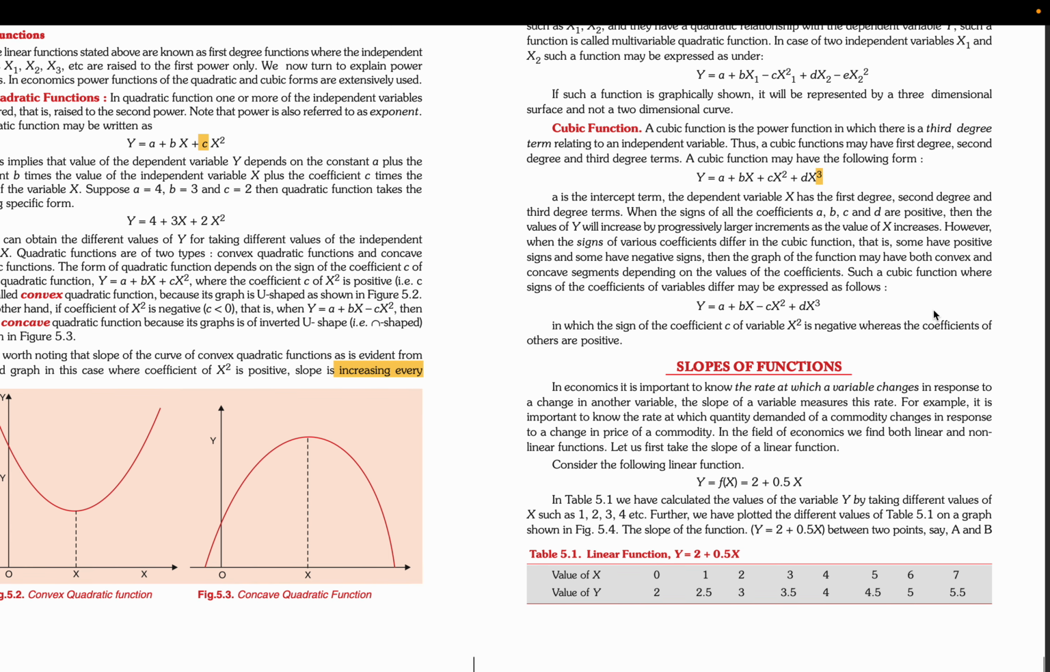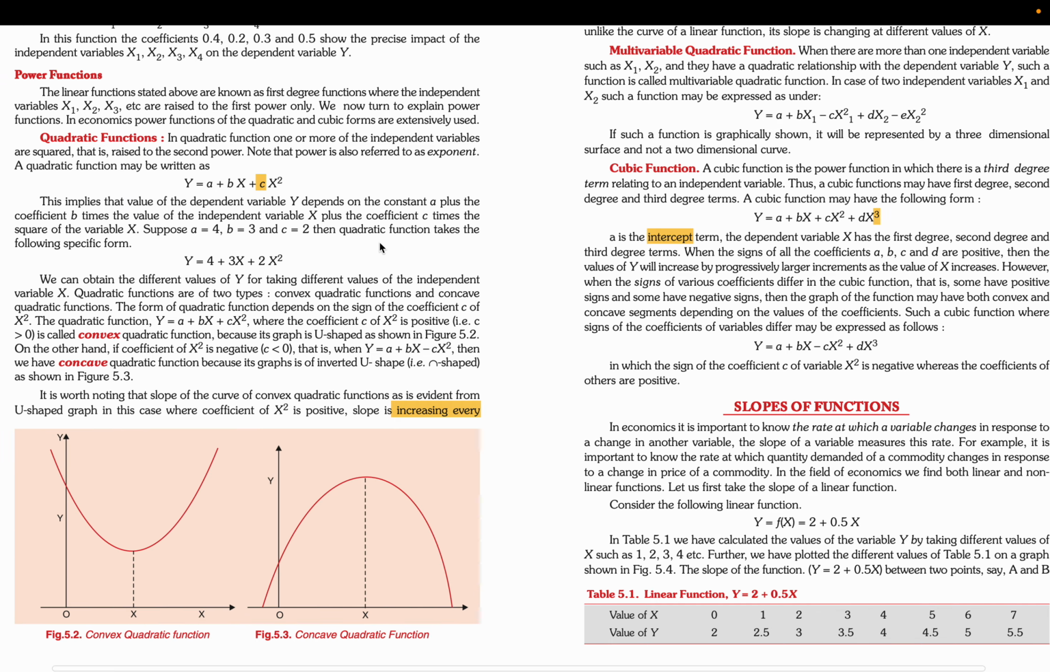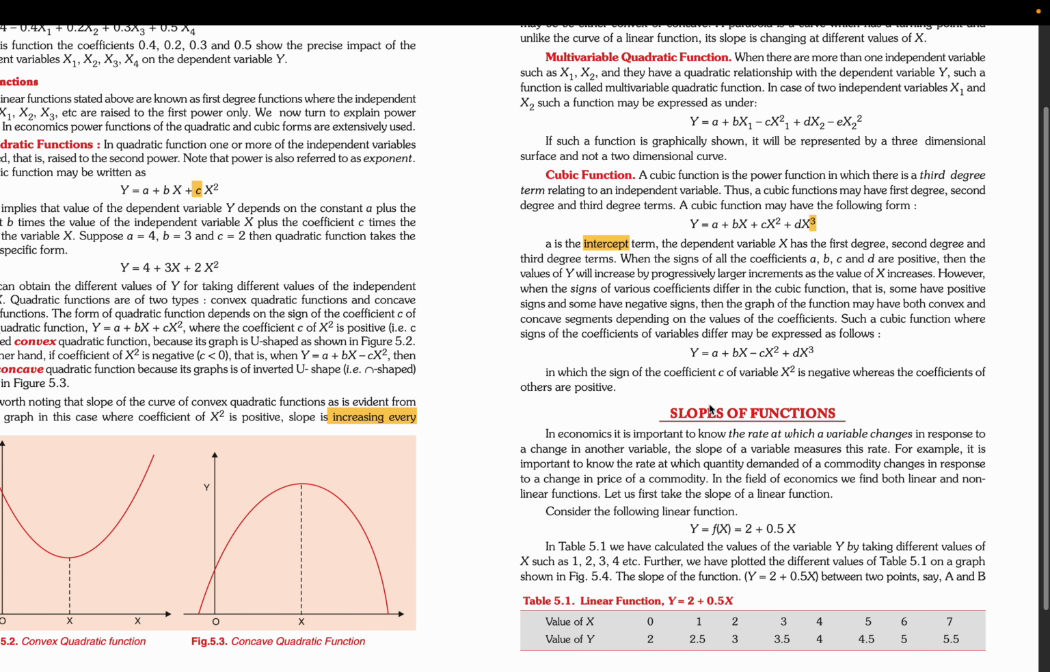Sorry, A is the intercept term. This is always the intercept. The one which has x to the 0th power is called the intercept. If you want, it is going to be written everywhere. I think it should be everywhere else as well. I just forgot to highlight it before, but yes, this is going to be the intercept term. The independent variable x has a first degree, a second degree, and a third degree term.